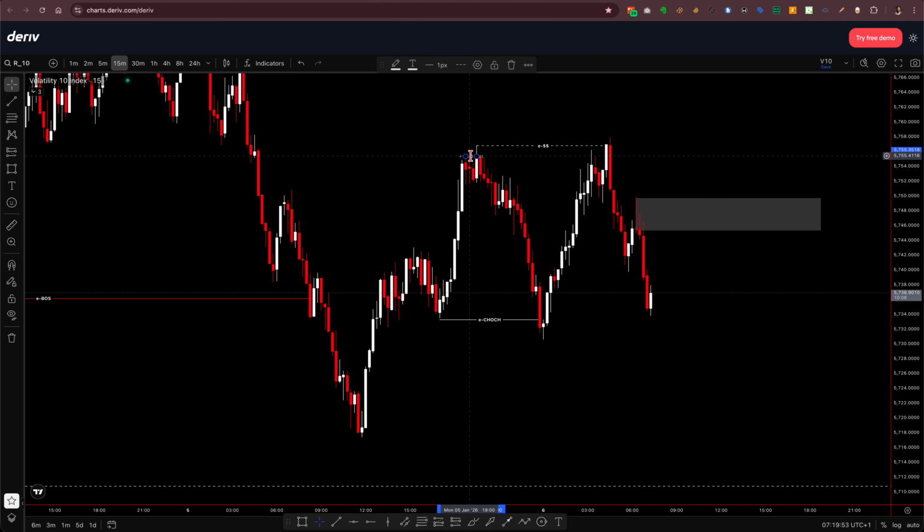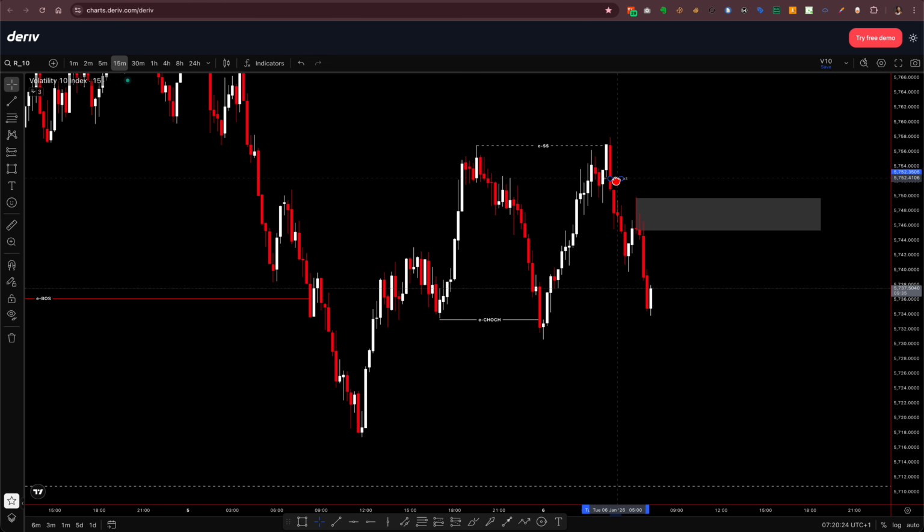So you can see, one, that minor structure changed character here. Two, then it broke structure here. Three, broke structure. Four, broke structure. Five, then changed character here again. So you see it's all happening inside, internally. While this happened, the external changed character, right? The internal also changed character. Then another break of structure, another break of structure, another break of structure, then a change of character.